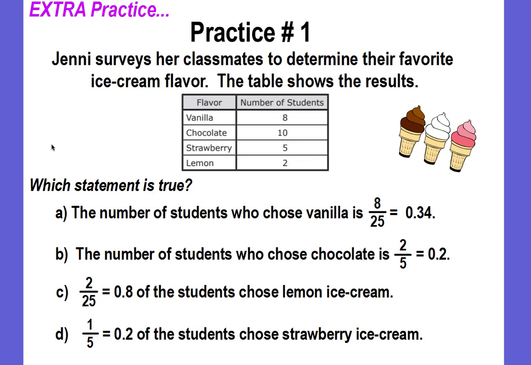Okay, the first practice problem. Jenny surveys her classmates to determine their favorite ice cream flavor. The table shows the results. We need to know which of these statements is true.